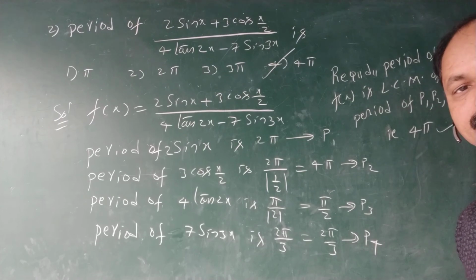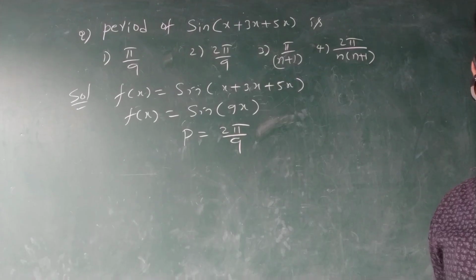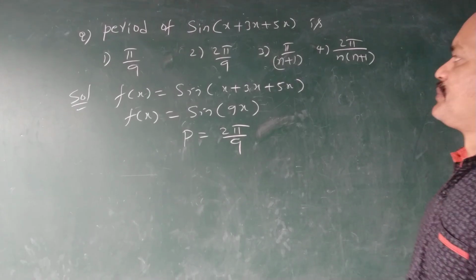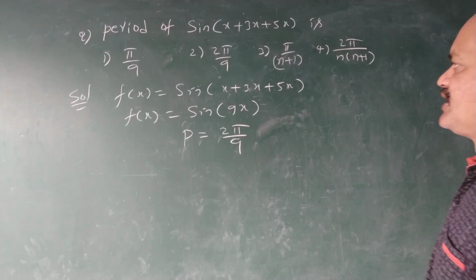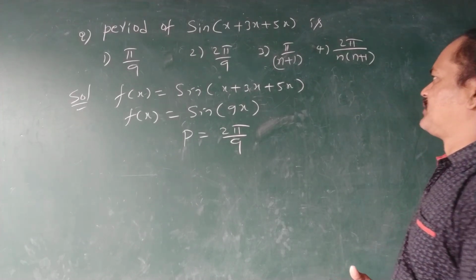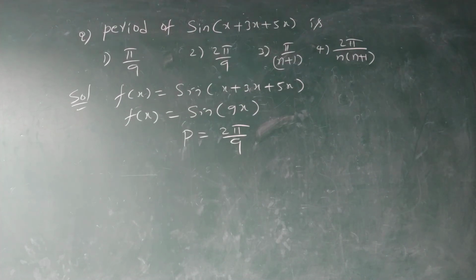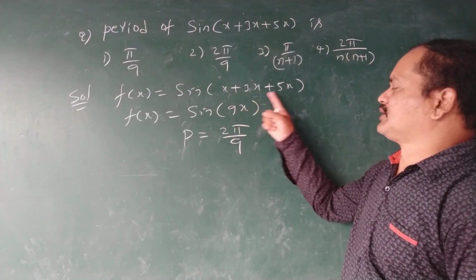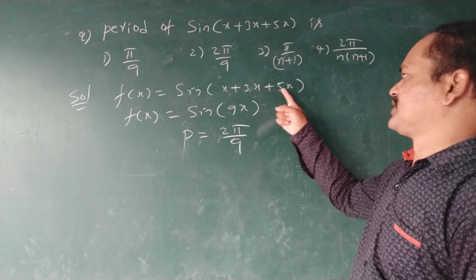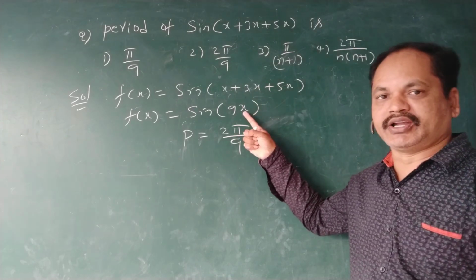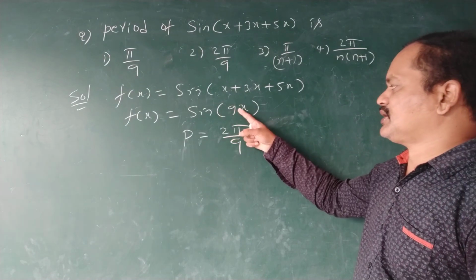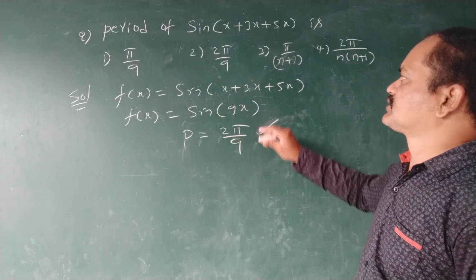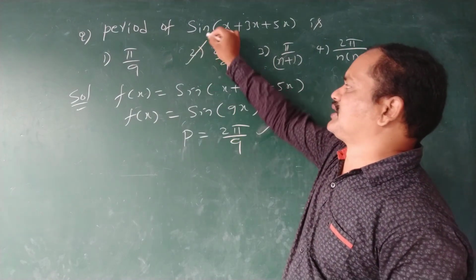Now we are going to another question: the period of sin x plus sin 3x plus sin 5x. First option pi by 9, second option 2 pi by 9, third option pi by n plus 1, and the fourth option 2 pi by n into n plus 1. So adding them, x plus 3x plus 5x is 9x. According to the period of sin ax, 2 pi by mod a, that's why 2 pi by 9. So 2 pi by 9 is the period, that is the second option.